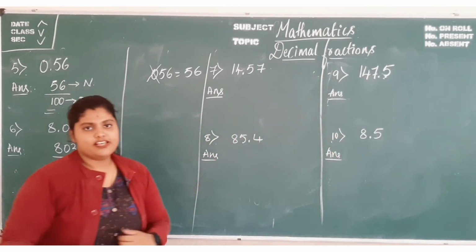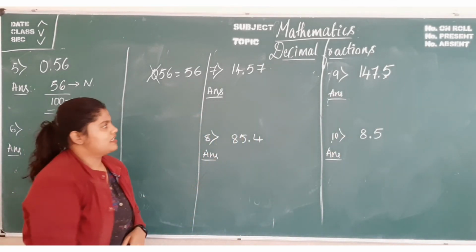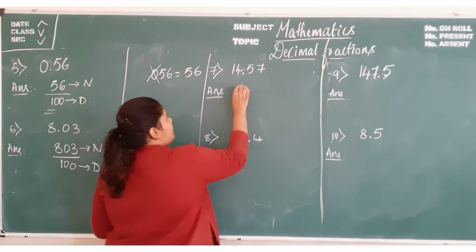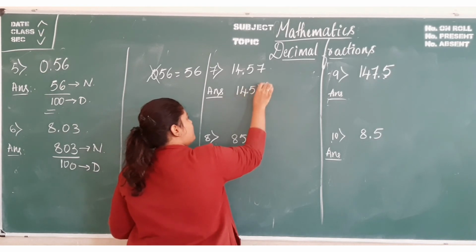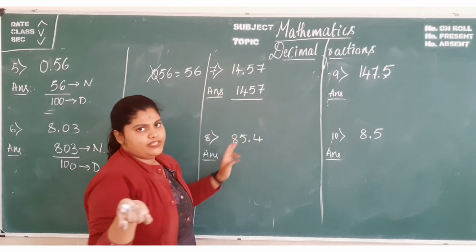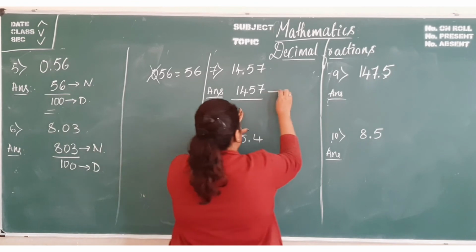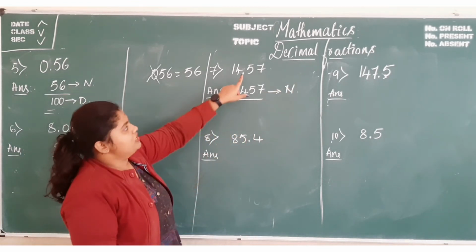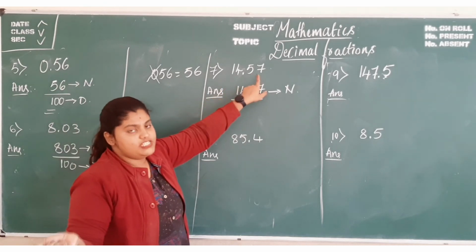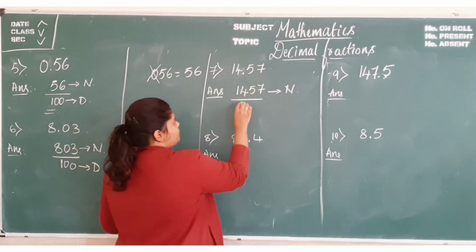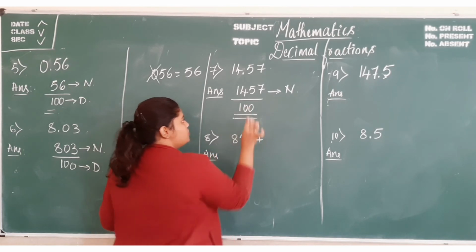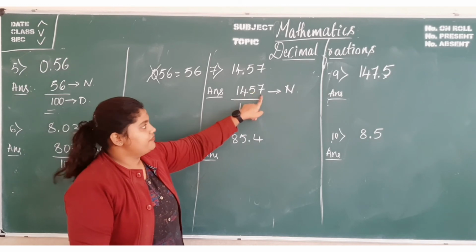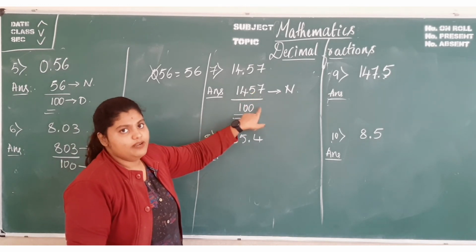Did you solve by yourself? Yes. Okay. So now, what is the numerator? Very good. 1457. We wrote the given number without the decimal point, so that will be your numerator. What is the denominator? 100, because after the decimal point we have 2 digits. So 1 followed by 2 zeros. Did you check your answers? Whether your answer is 1457 divided by 100? Very good.